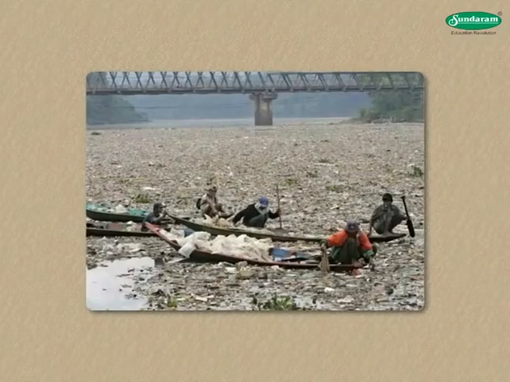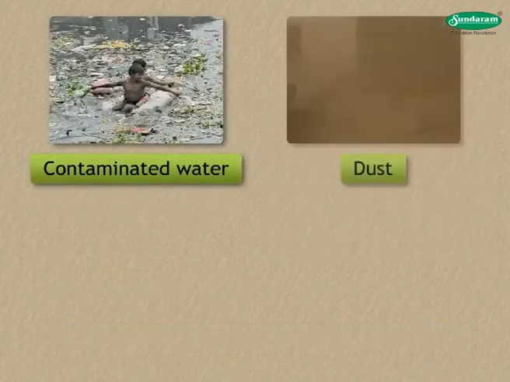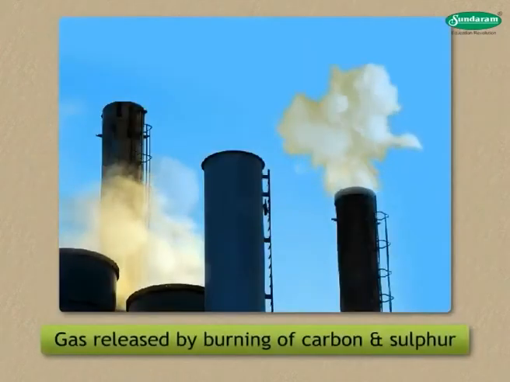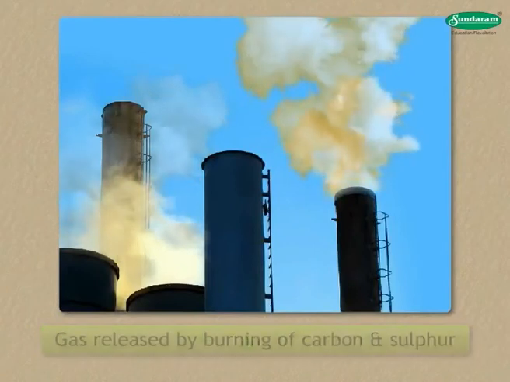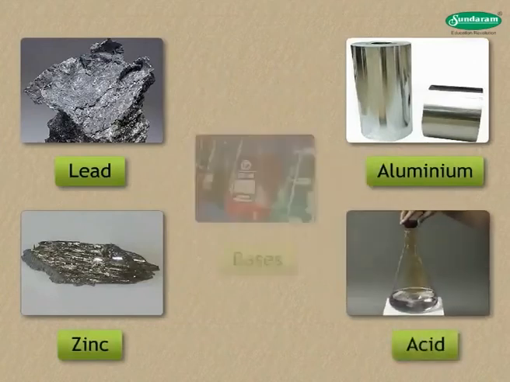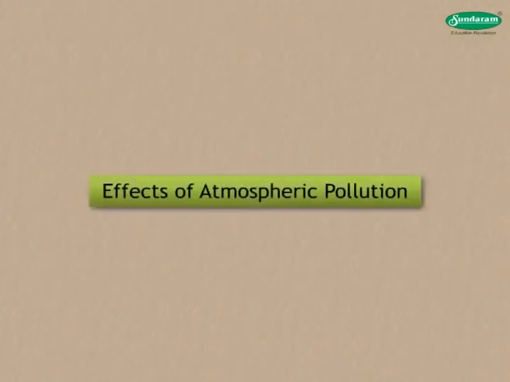Causes of atmospheric or air pollution. Pollution is being caused by effluents, that is, the industrial waste discharged into river, seas, etc. These include contaminated water, dust, soot, chemicals, especially gas released in the atmosphere by the burning of carbon and sulfur. Lead, aluminium, zinc, acids, bases, etc. also cause pollution.